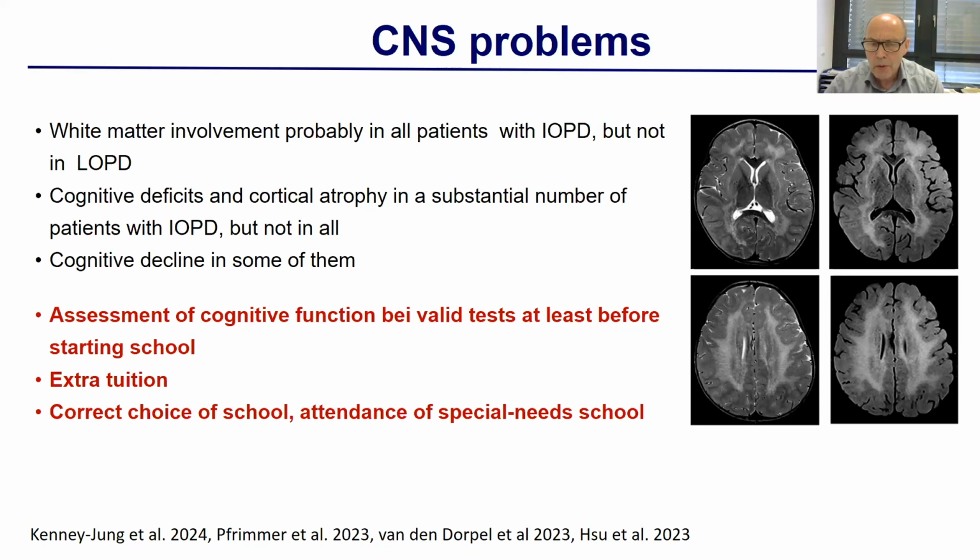And what we have learned is that it is important to assess the cognitive function in these patients by valid tests, and this should be done at least before entering school. And so what you have learned during this presentation is that patients with Pompe disease have a lot of problems. And of course, it is important to choose the correct school. And in the majority of patients, it is necessary that they attend a special needs school.